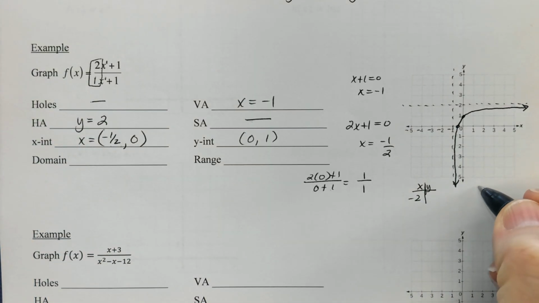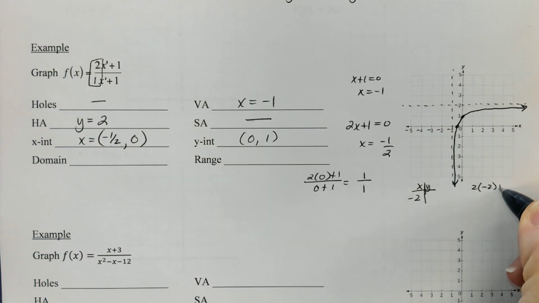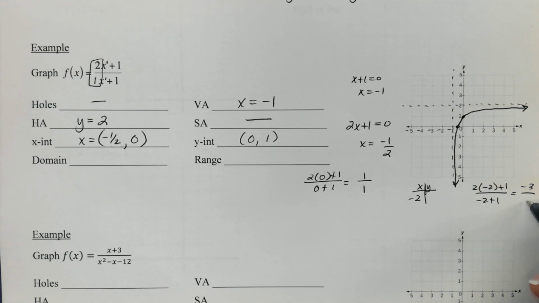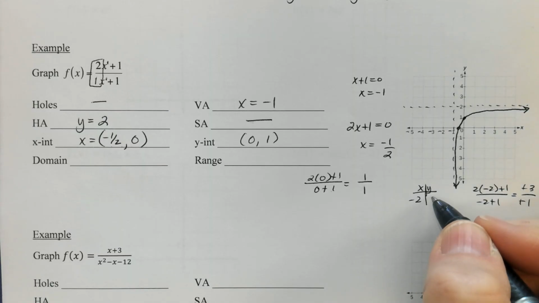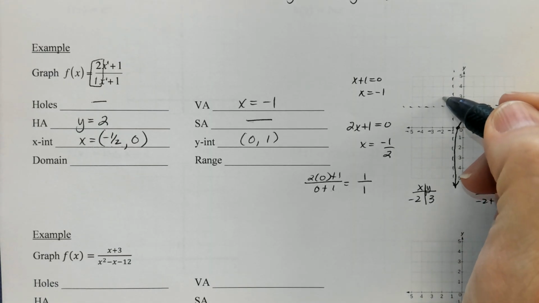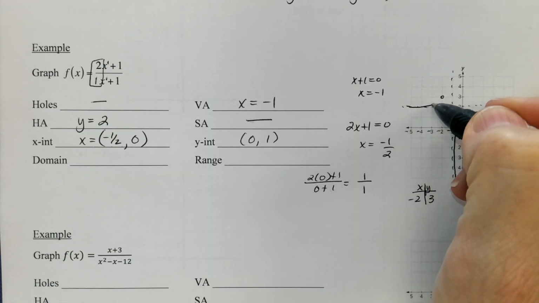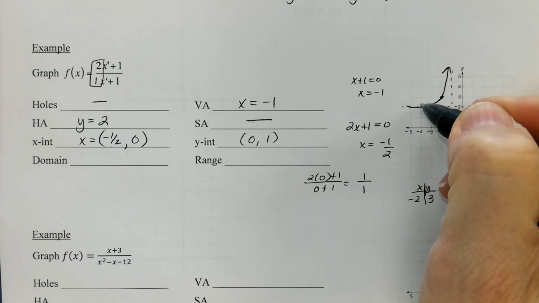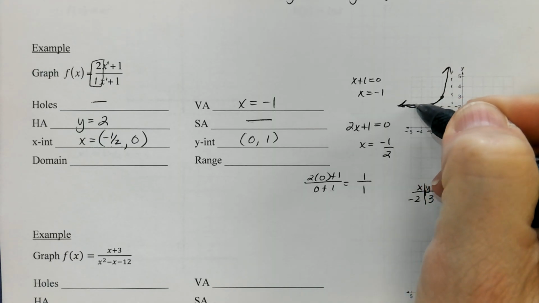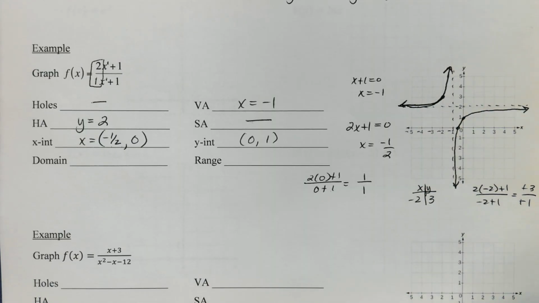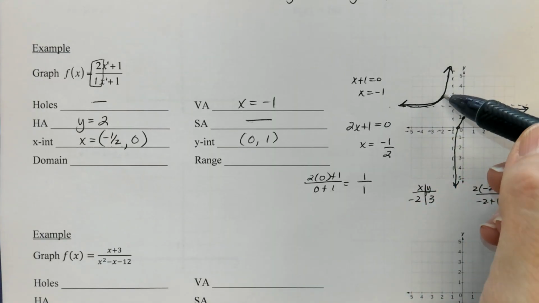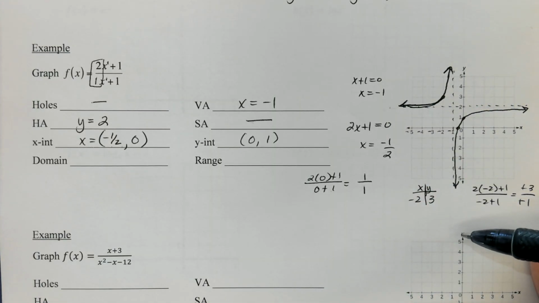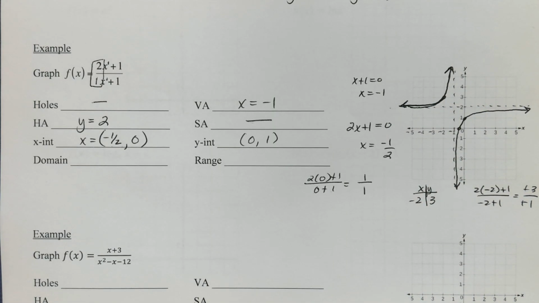So I'm going to pick -2, and I'm literally just going to plug it in. So right here, 2 times -2 plus 1, and then -2 plus 1. So I've got -4 plus 1 is -3. On the bottom, I've got -2 plus 1, which is -1. So negative over negative, I got a 3. So -2, 3. And that's enough to tell me that, oops, I did touch that asymptote. Didn't mean to. That's enough to tell me that my function looks like that. Can't cross this asymptote, have to get close in both directions. And there's my first rational function.